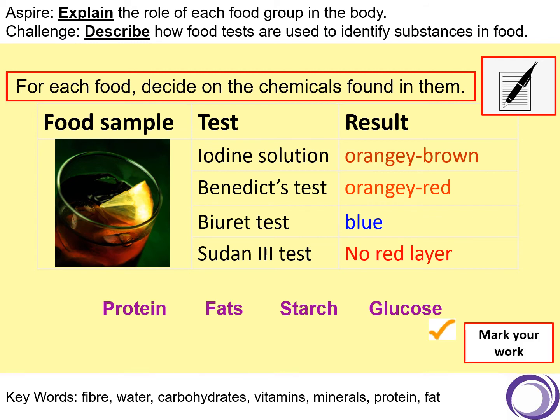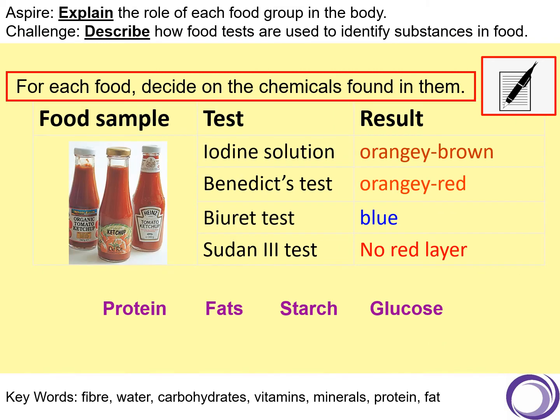So hopefully, guys, you've realised that the only positive test there is Benedict's test, which turned orangey red, indicating to us that glucose is present in that food. And the last food is tomato ketchup. The iodine test was orangey brown, Benedict's test was orangey red, the Biuret test was blue, and for Sudan 3 there was no red layer. So again, I'd like you to have a think about what food group is present based upon these chemical tests in tomato ketchup. I'm going to give you a minute and a half again, off you go.